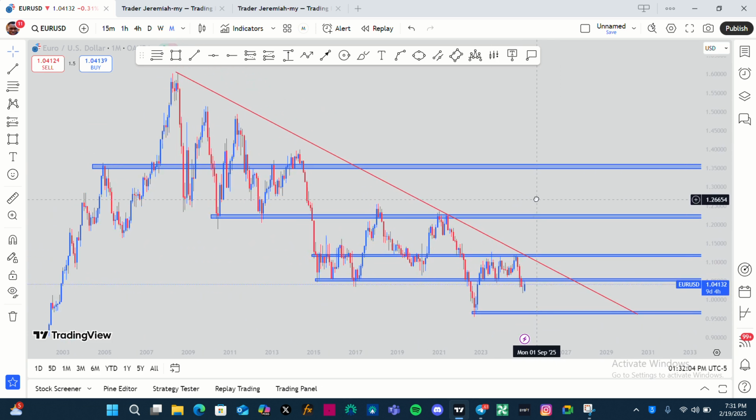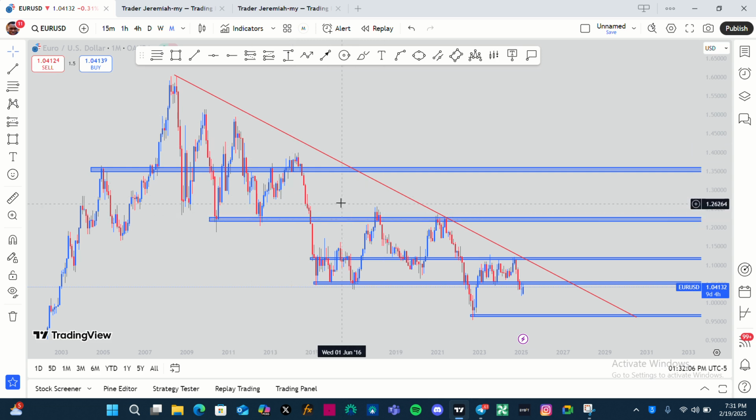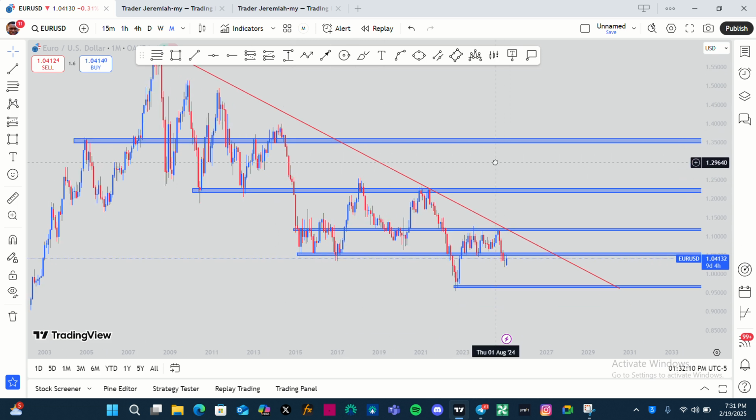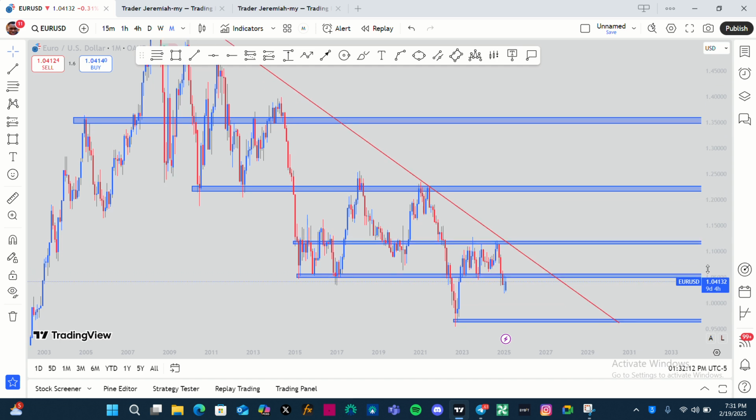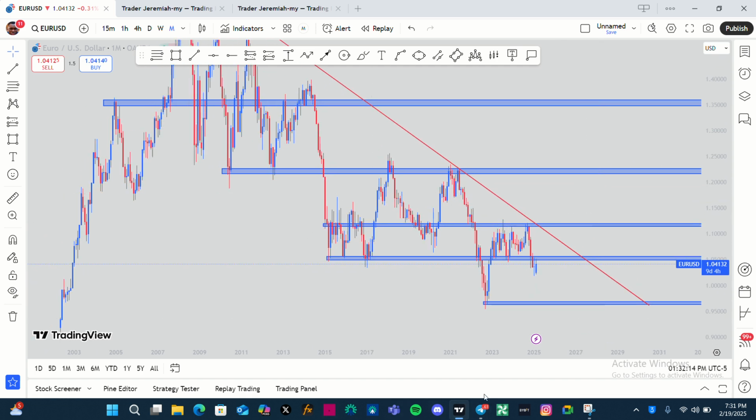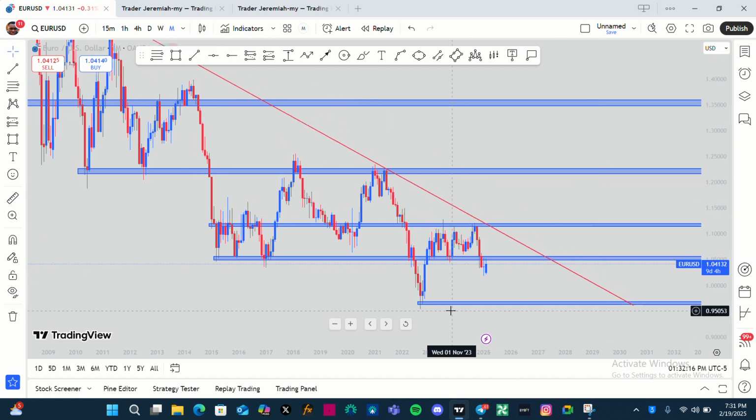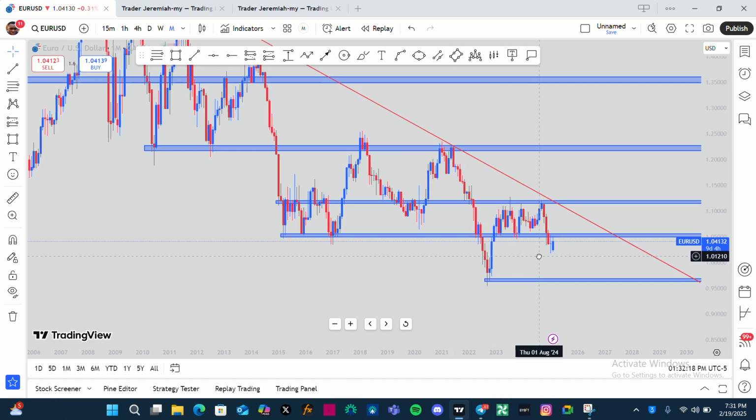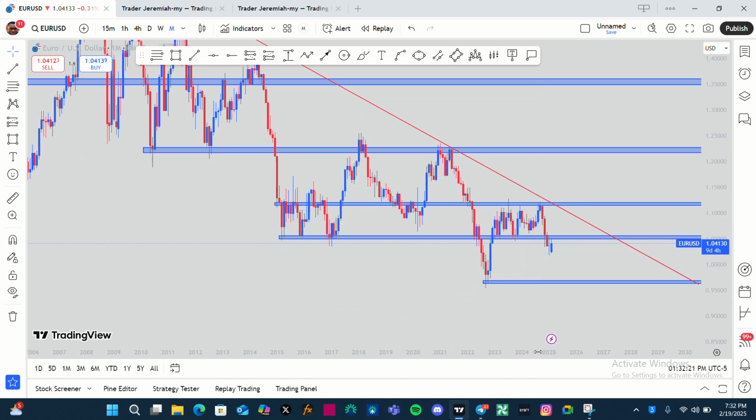So this is how you do it after you identify the trend of the market and you have drawn your key level. Then you will draw the trend line as a guide as to how price is going to be moving next. So this is how the trade is going to be.